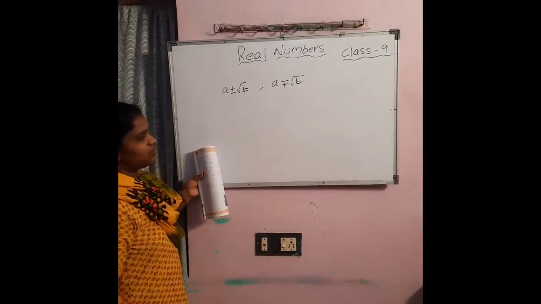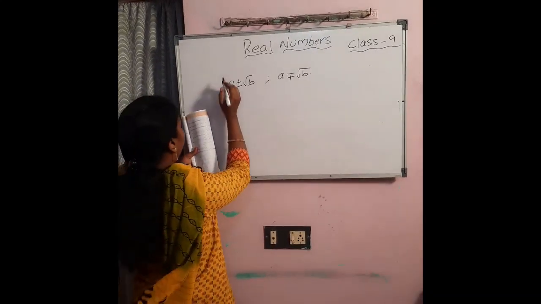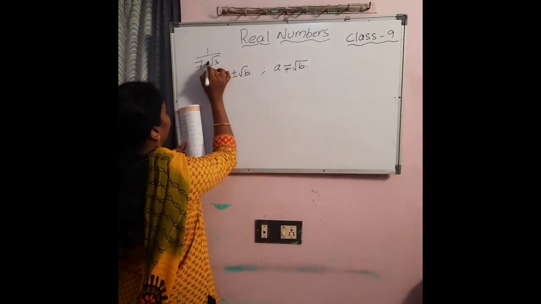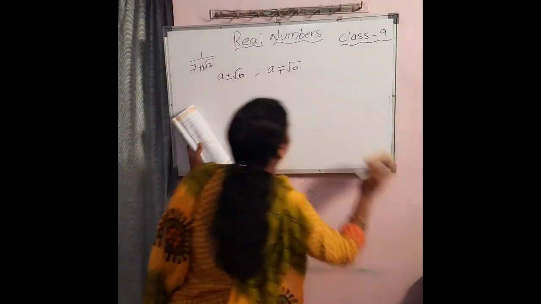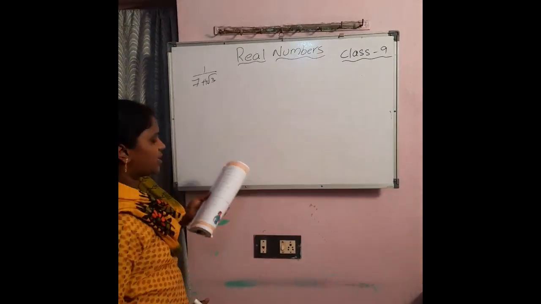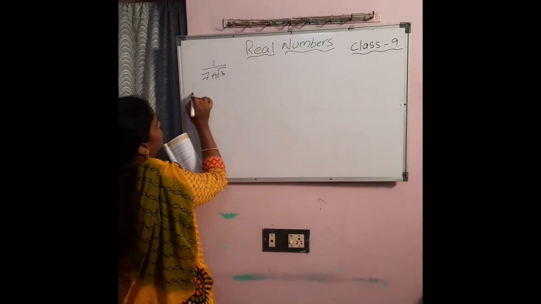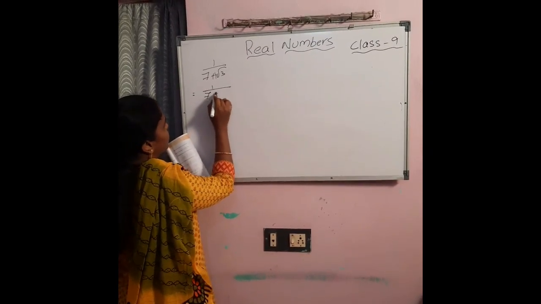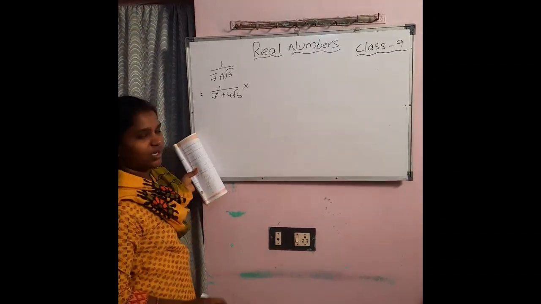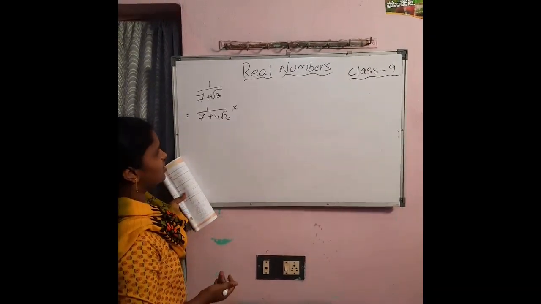So let us solve a problem from our textbook. That is example 17. Rationalize 1 by 7 plus 4 root 3. So let us solve this. We have to rationalize the denominator of 1 by 7 plus 4 root 3. Take 1 by 7 plus 4 root 3. As I said, we have to make the denominator a rational number, so we have to multiply with some rationalizing factor.